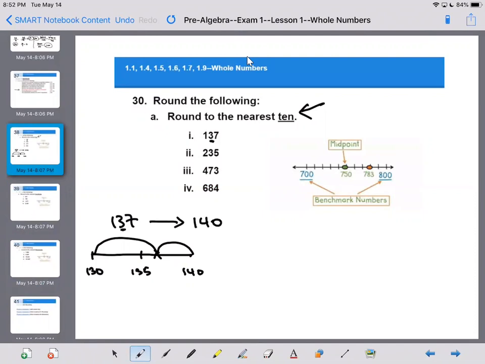Same idea with 235. I want to round it to the tens. I'm looking between 230 and 240. Well, what's between the two? That's 235. 235 is right on there. So is it closer to either one? No, it's equidistant. So when that happens, you round it up. So it'd be 240.